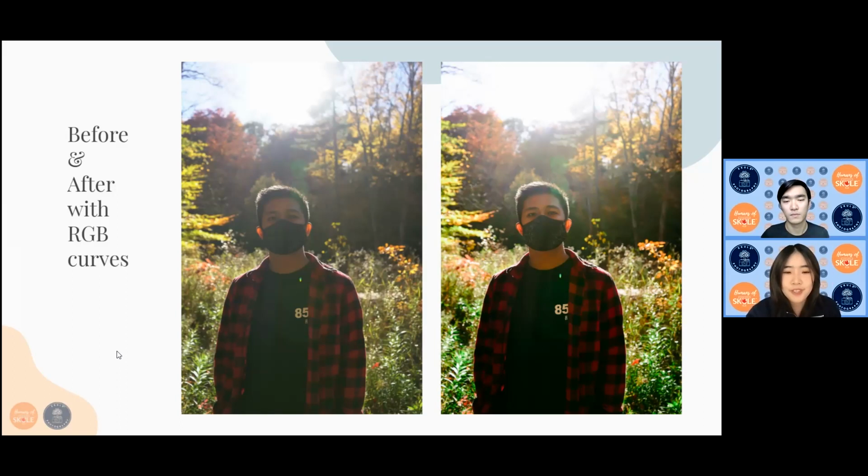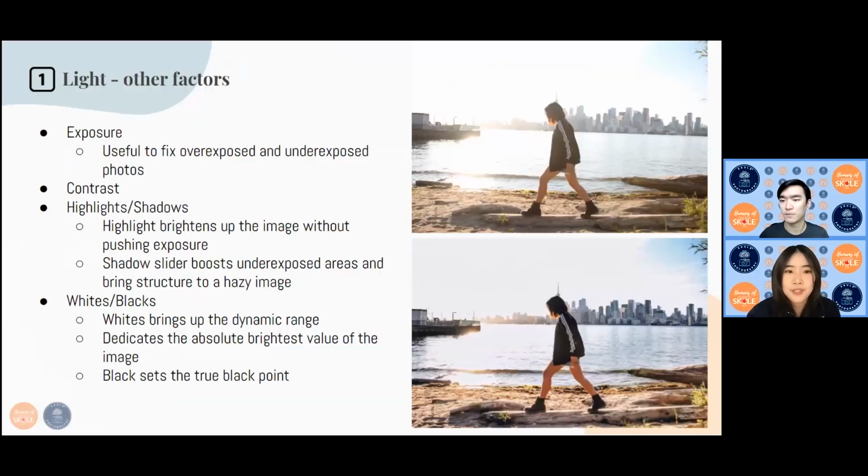There's a lot more that you can do to this picture. So if you can go to the next slide, we'll talk more about other factors when it comes to lighting editing, such as exposure, contrast, highlights, whites, shadows, and blacks. So exposure is generally the amount of light in your photo. It's really useful when it comes to fixing overexposed or underexposed photos.